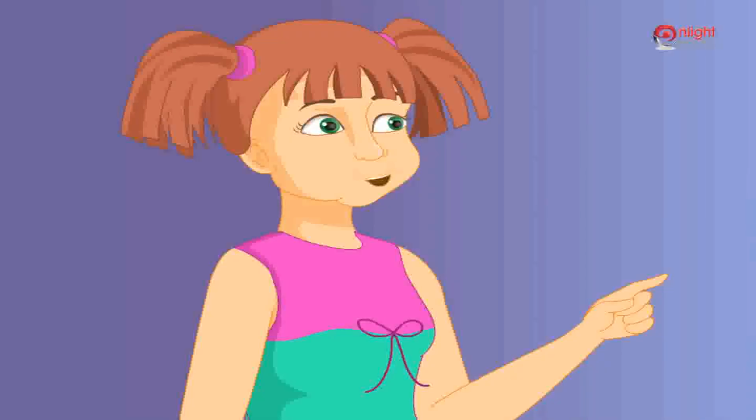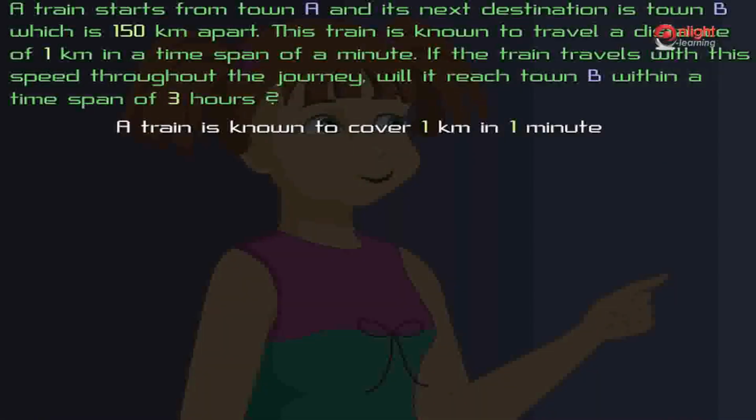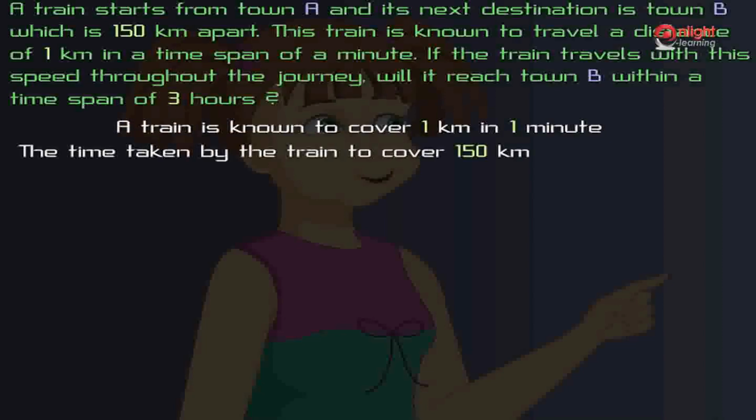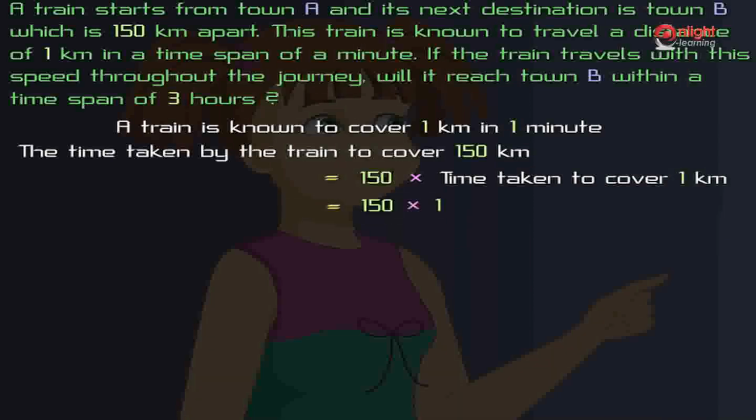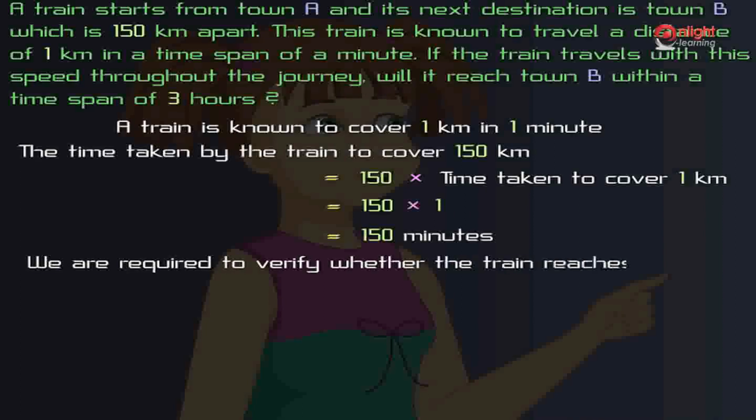A train is known to cover 1 kilometer in 1 minute. Since it is traveling at a constant speed, the time taken by the train to cover 150 kilometers is equal to 150 multiplied by time taken to cover 1 kilometer, which is equal to 150 into 1 minute is equal to 150 minutes. We are required to verify whether the train reaches town B within 3 hours. Hence, we are required to convert 150 minutes into hours to compare.